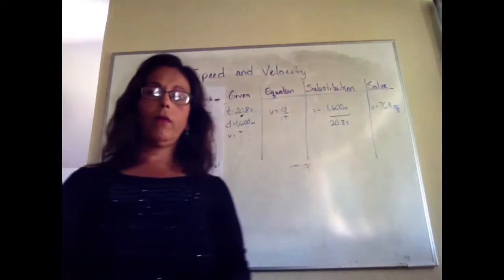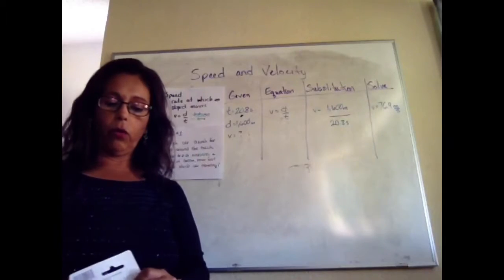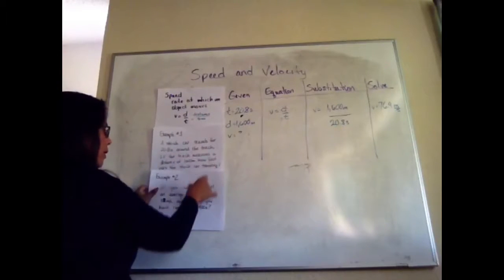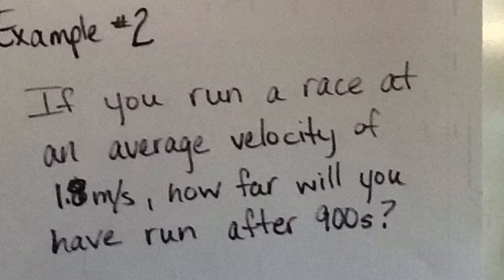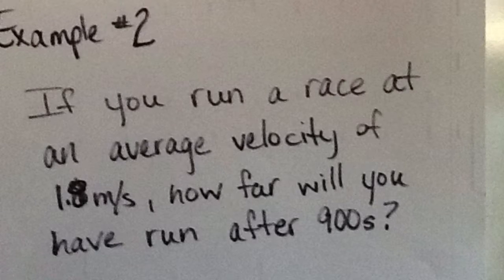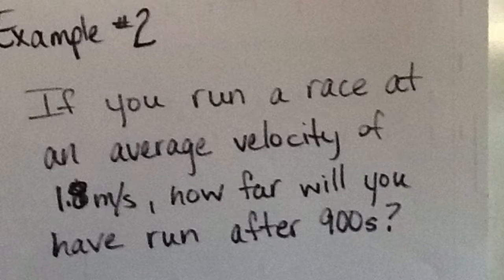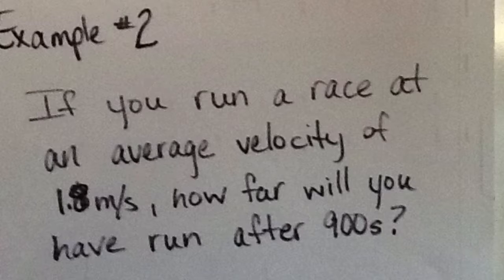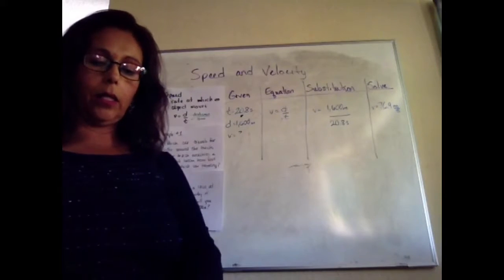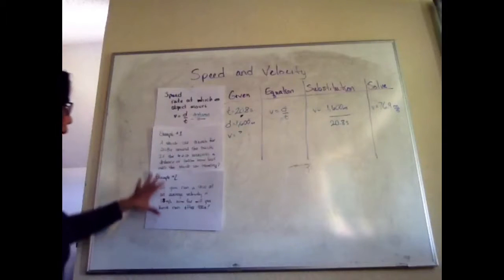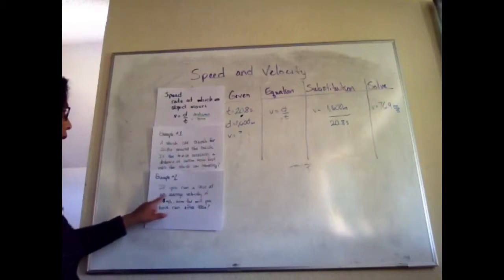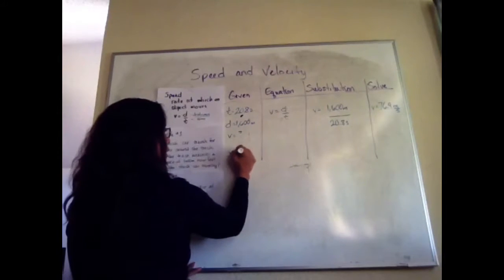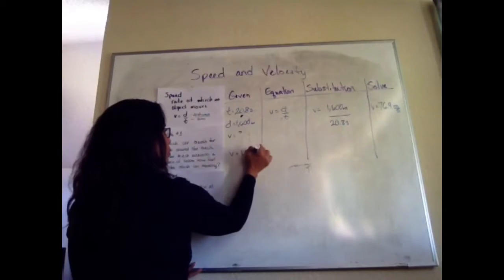A second example I'm going to give you, following the same process, is going to be looking for something a little bit different. So example number 2, we're going to be looking at if you run a race at an average velocity of 1.8 meters per second, how far will you have traveled or run after 900 seconds? So we're going to again implement the same idea here. And we're going to identify everything that we have. We have an average velocity of 1.8 meters per second. In other words, the velocity for this problem is 1.8 meters per second.